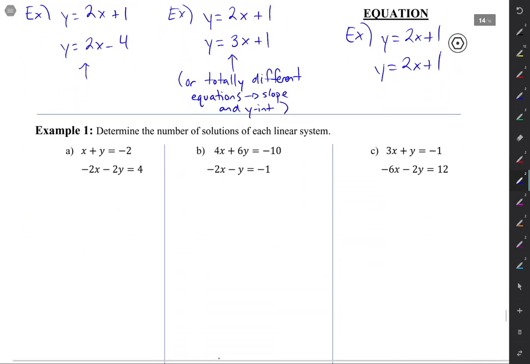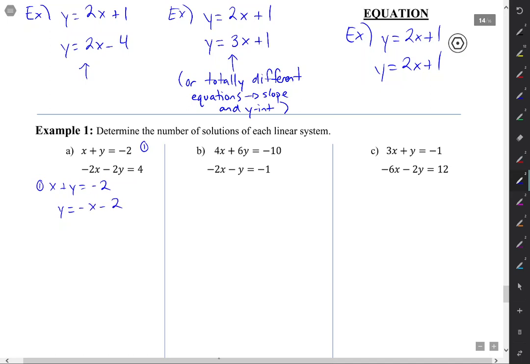So for example 1 here, it says determine the number of solutions of each linear system. So we need to convert both of these into slope-intercept form so we can see the slope and we can see if the equations are the same or not. So let's start off here with number 1, I'm just going to label that first equation as number 1. x plus y is equal to negative 2, and let's convert this into slope-intercept form, which is really easy. It would become negative x minus 2 is equal to y. So I just moved that x term onto the other side of the equal sign, so we got y all by itself. So here's one of the equations.